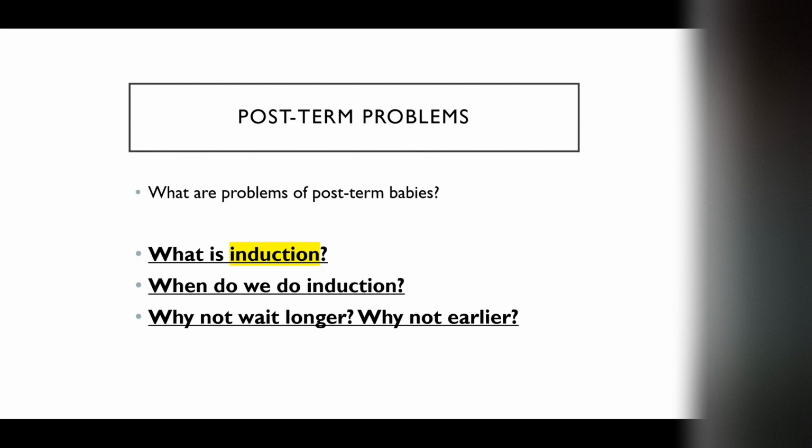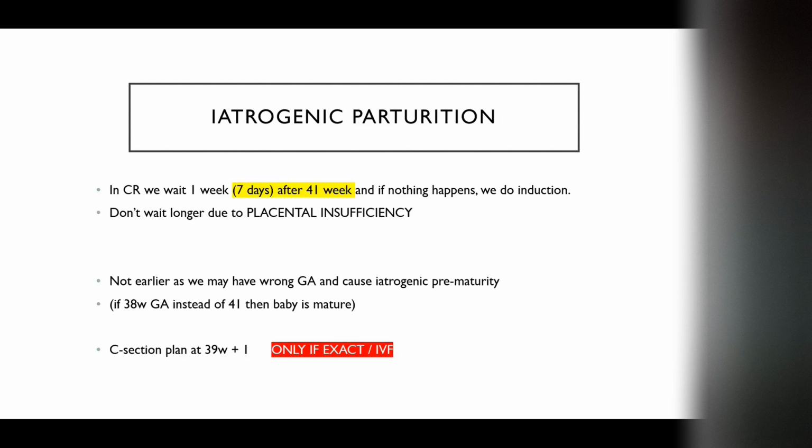Why not wait longer, and why not do it earlier? As you said, 36 weeks. Why not do it earlier? Why not wait longer than 42 weeks? Longer, we said because of placental insufficiency, and earlier because of the inaccuracy in estimating gestational age. The only way we can do it earlier, as we said, IVF. Remember, with IVF is the only one you know exactly what is going on.